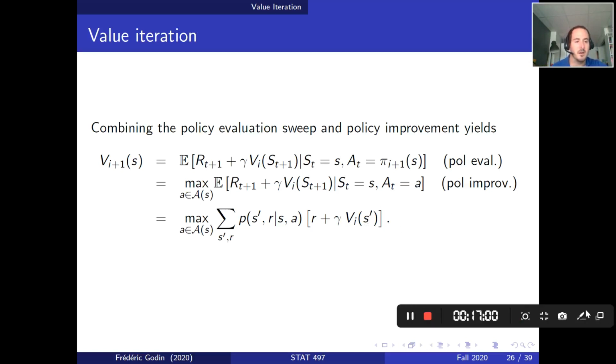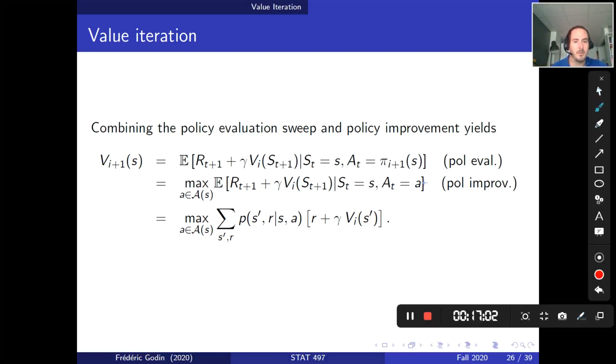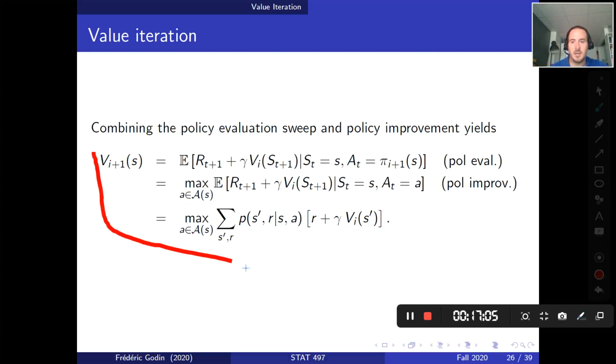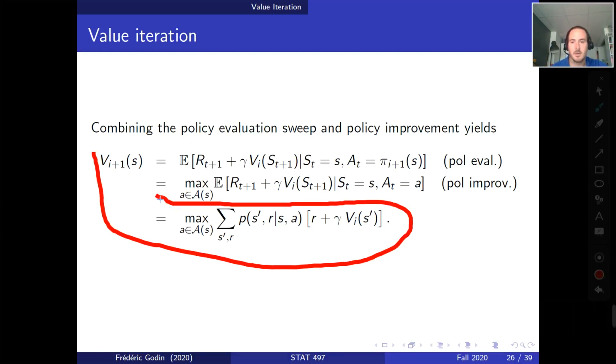So this equation here is called the value iteration procedure. Having this recursive algorithm to refine your estimate of the optimal value function is called value iteration, and we saw that this algorithm can be obtained by combining policy improvement with a single iteration of the policy evaluation.